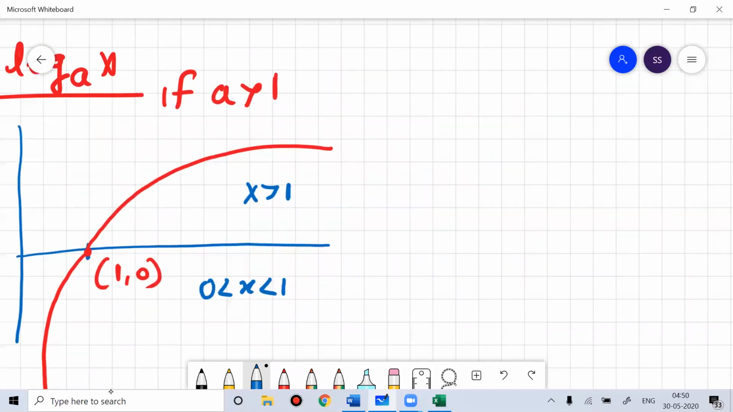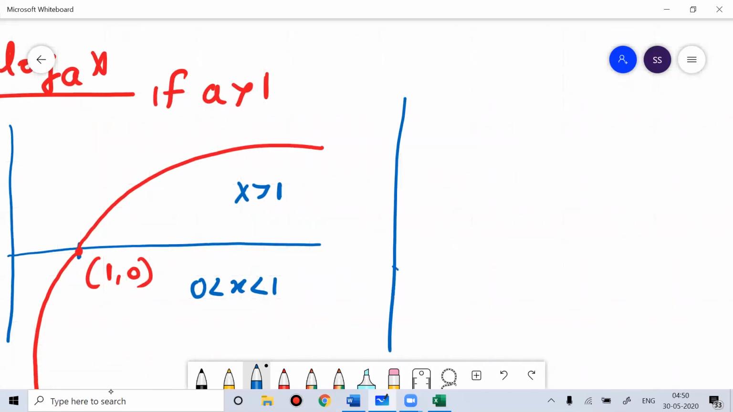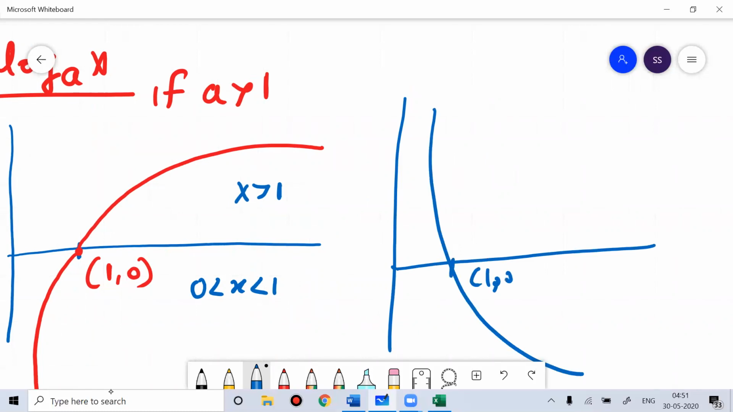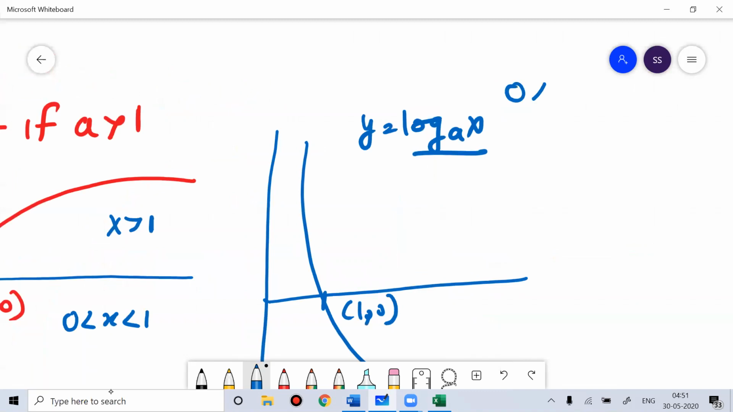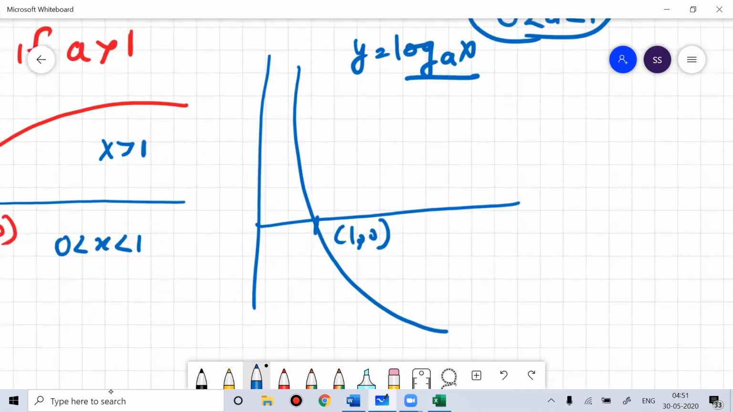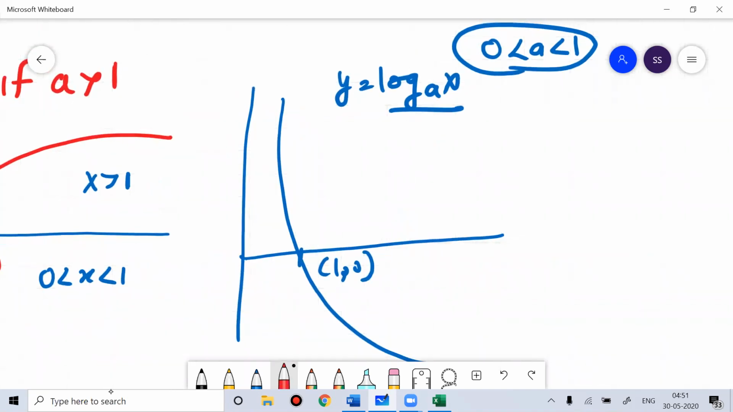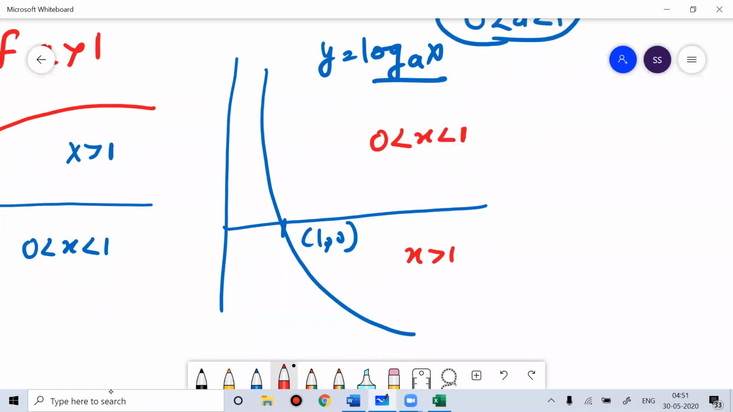So similarly, if you plot the graph of y equal to log base a of x, and if your a is between 0 and 1, you'll get a graph like this, where the x value is between 0 and 1, and for all the values of x which are more than 1, you'll get a negative value of y. So you can remember the graph also.